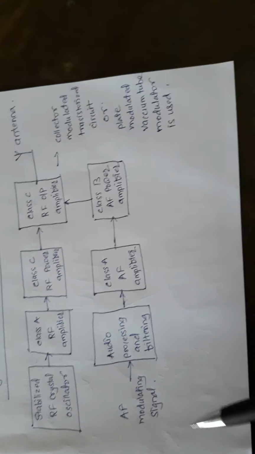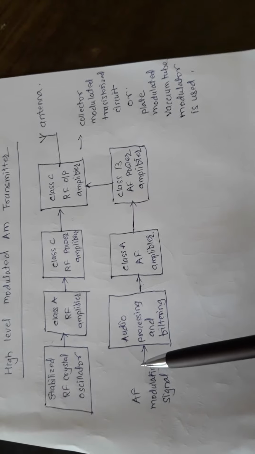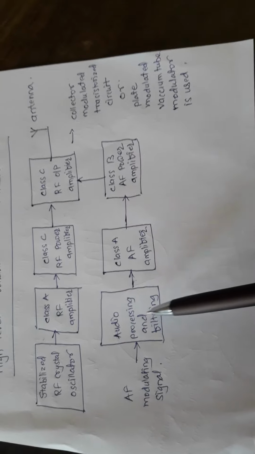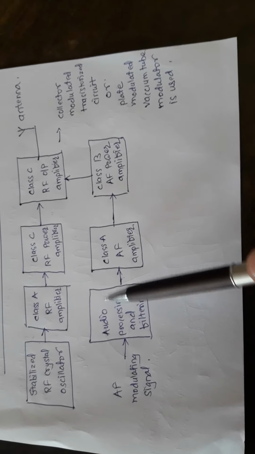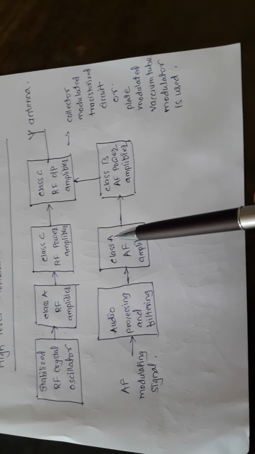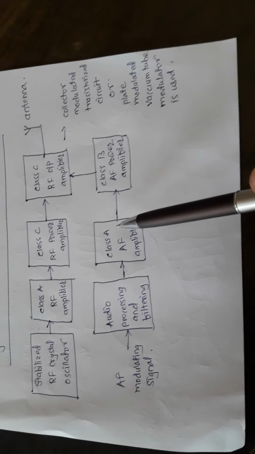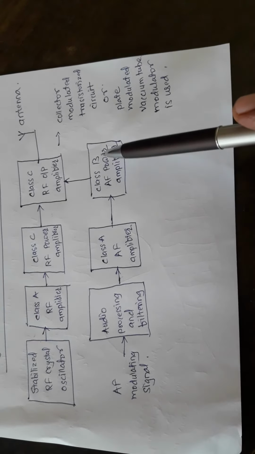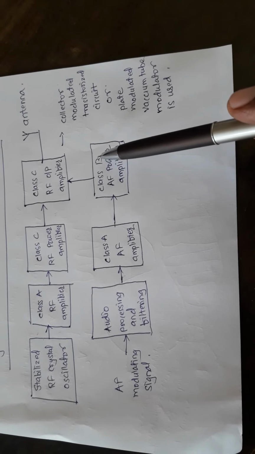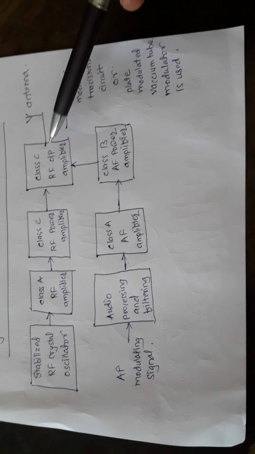The actual amplitude modulation process takes place in this block. Similarly, for modulation we need the modulating signal. The signal which we want to superimpose on the carrier is first given to the audio processing and filtering block, where the necessary signal conditioning is done. Then it is given to the class A audio frequency amplifier, where the necessary amplification takes place. Then it is given to the class B AF power amplifier, in which the signal gets power amplified to a high level, and then it is given to the class C amplifier.